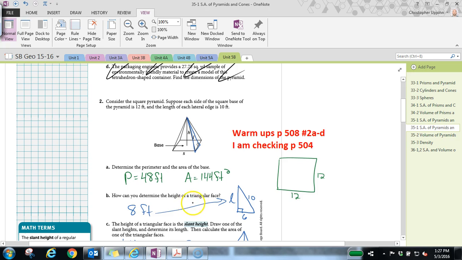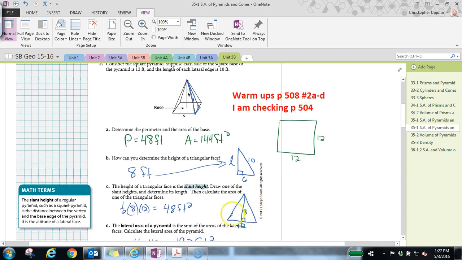How can you determine the height of the triangular face? So here's this part, but actually, here is the whole lateral face. It's a triangle. So when we just draw that one part, half of the side is 6, the lateral edge is 10, so we use Pythagorean theorem, and this L is 8, or the height of the lateral face is 8. That is the slant height, the distance between the vertex to the perpendicular of the lateral face.